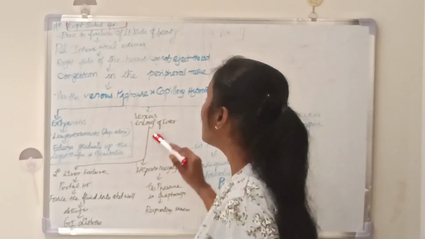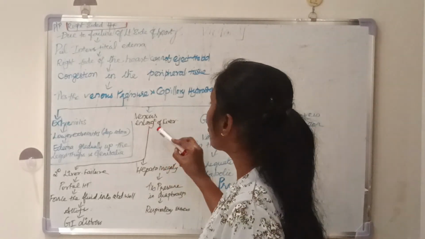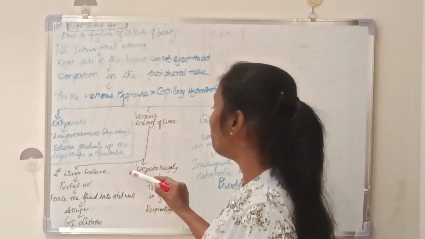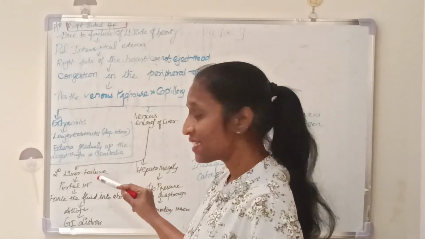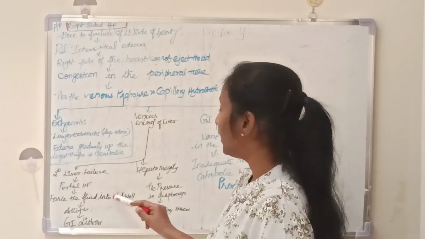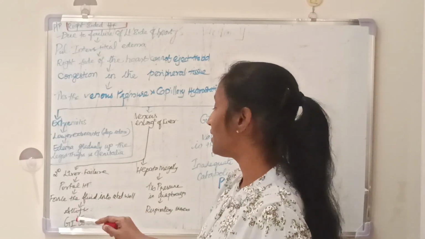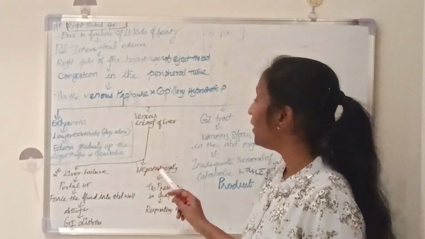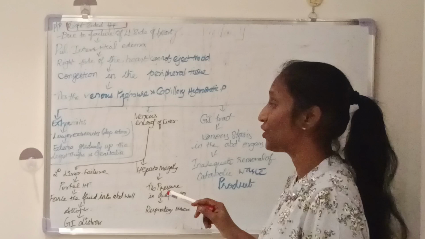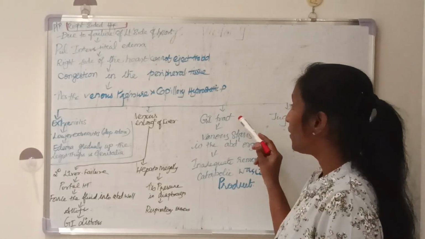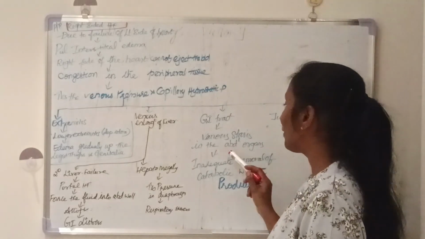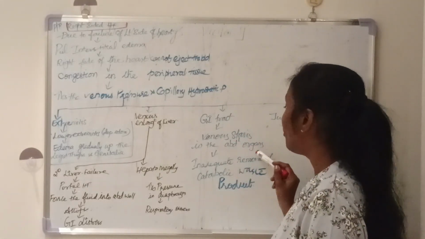Okay, vulvar edema also. And then the next one is venous enlargement of the liver, which may lead to secondary liver failure and hepatomegaly. In secondary liver failure, portal hypertension forces the blood fluid into the abdominal wall and forms ascites and GI distress. And then hepatomegaly leads to increased pressure on the diaphragm and respiratory distress. And then there is increased venous pressure and capillary hydrostatic pressure in the GI tract. There is venous stasis in the abdominal organs.